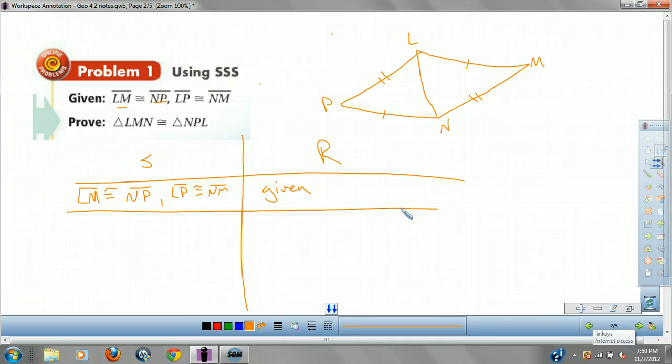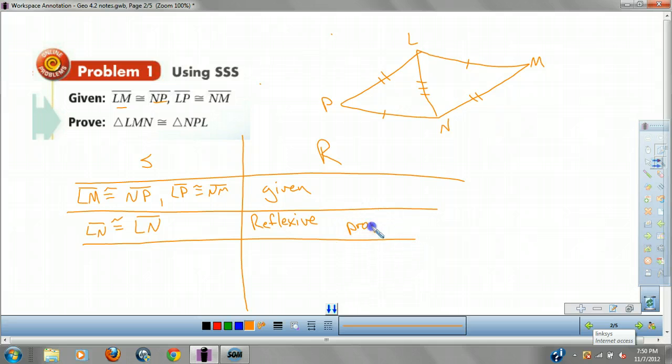Okay, next step. Well, considering where it says using side at the top, we need to get this third side congruent. Well, how can we say that this third side is congruent? Can you say LN is congruent to LN? Now here you go. Do you guys remember what property that was? That's your good old reflexive property. Now you have property of congruence.